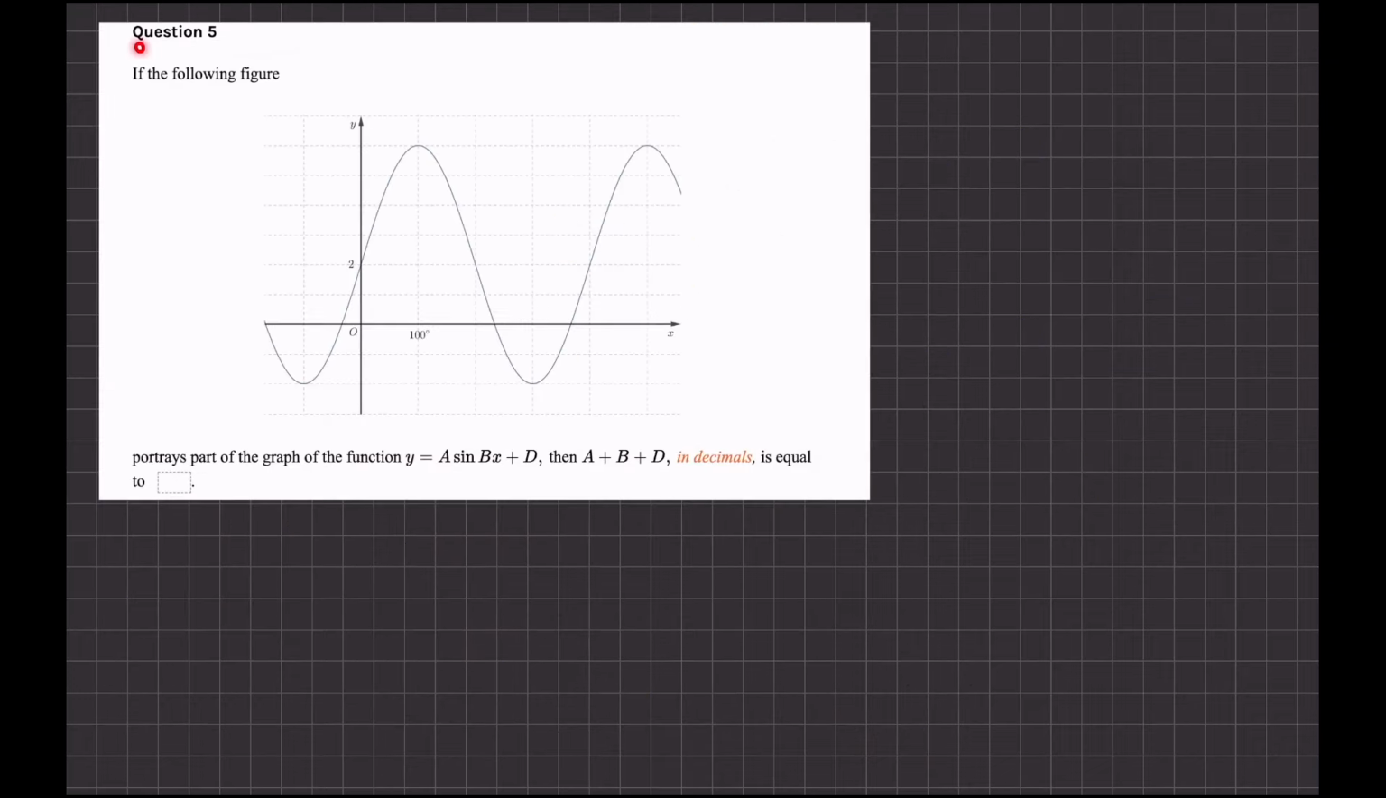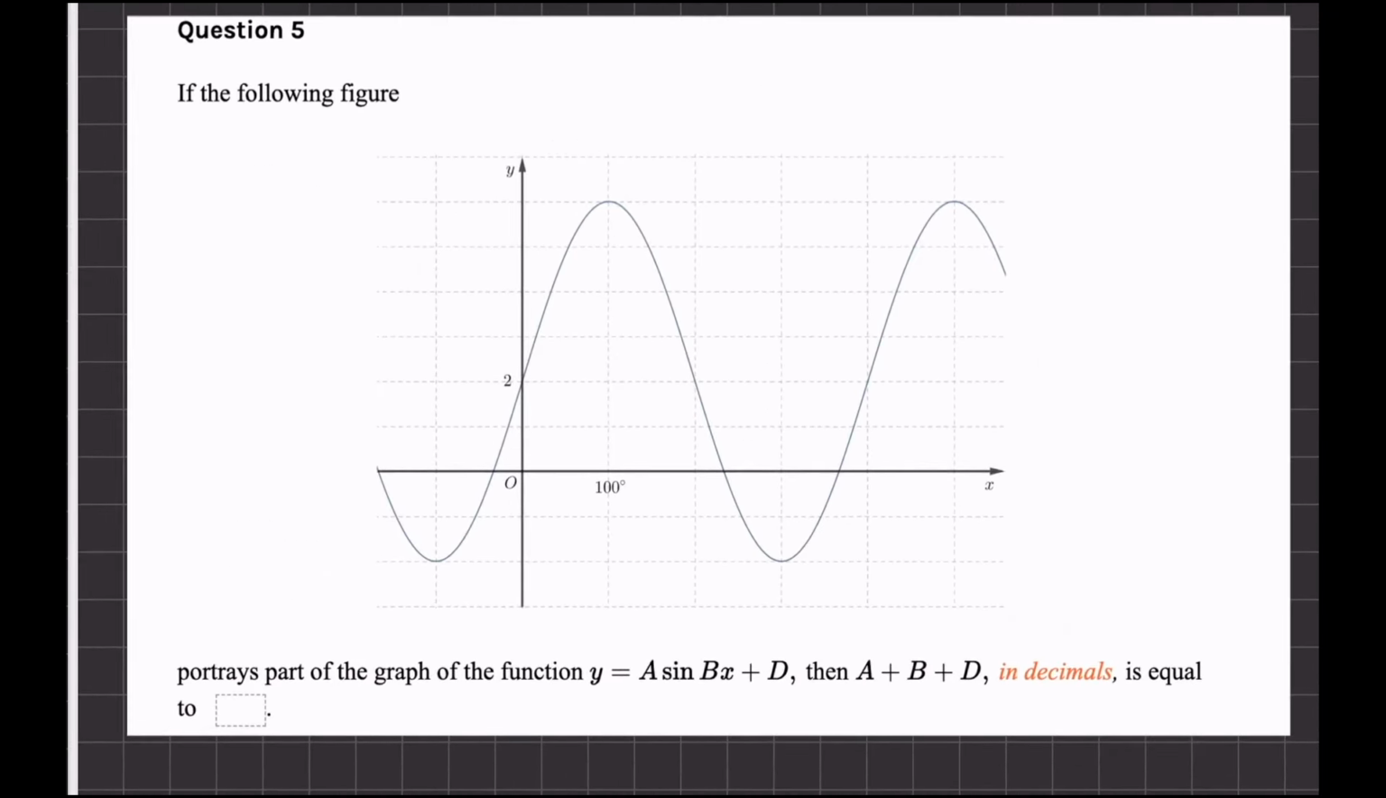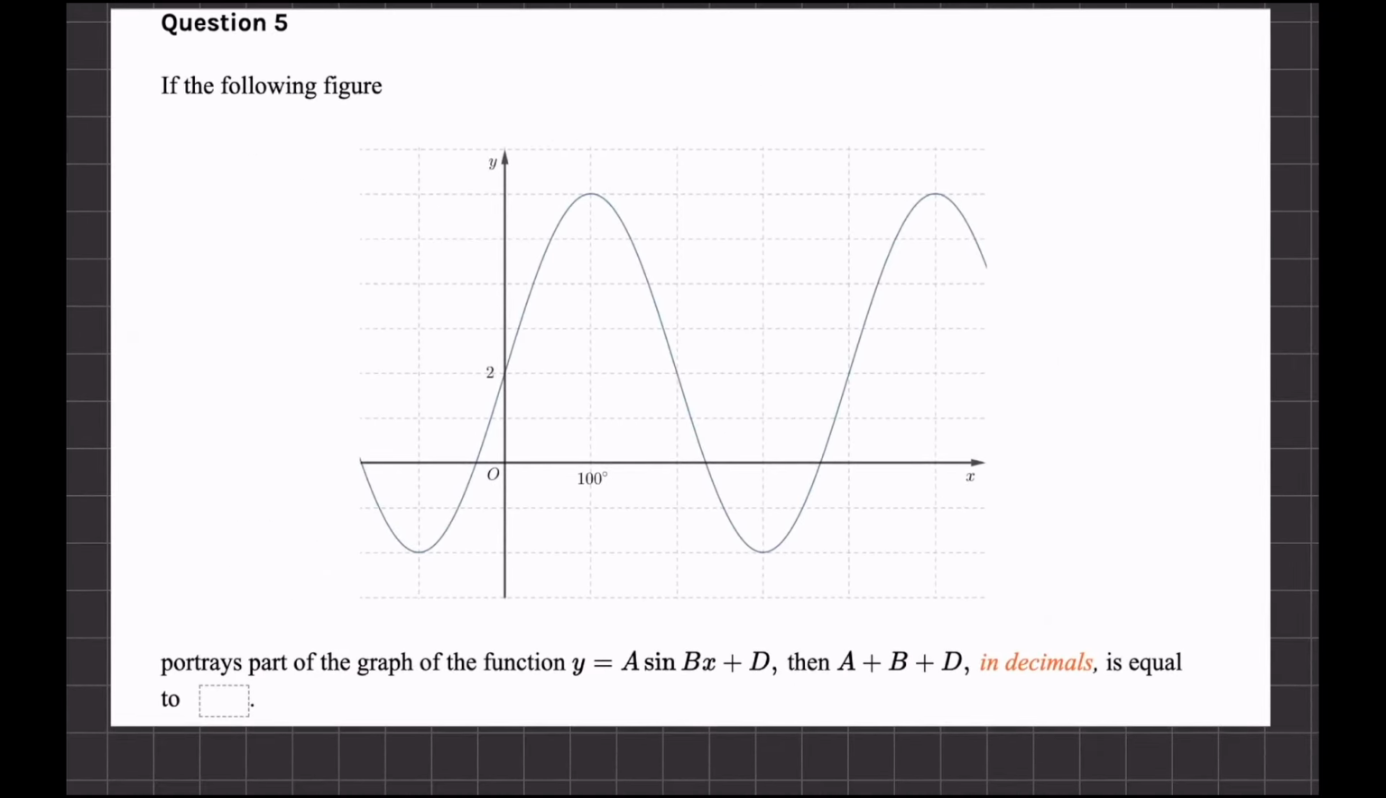Okay, next question, number 5. If the following figure, as you see here, portrays part of the graph of the function y equals a sine bx plus d, then a plus b plus d in decimals is demanded. Okay, so let me make the picture a little bit bigger for you here so that we can see it better. So this is a very standard problem.